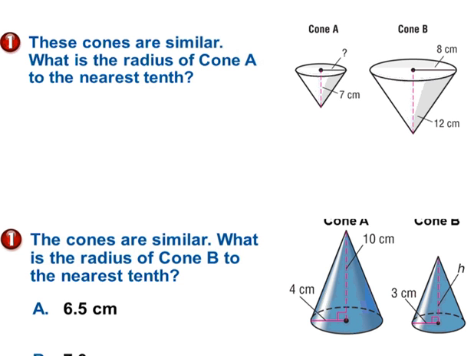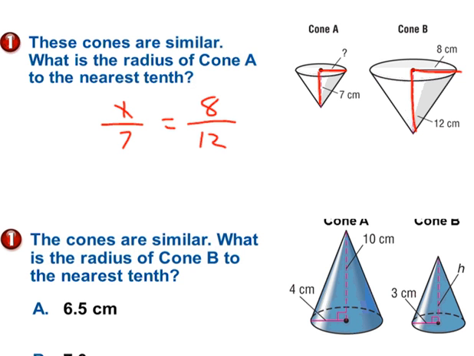Well, the radius of cone B is 8. The height of cone B is 12. Comparing that to 7 for a height here and a radius of unknown. So I'm going to say x is to 7 as my radius for the bigger cone is 8 and my height for the bigger cone is 12. So there becomes my proportion.